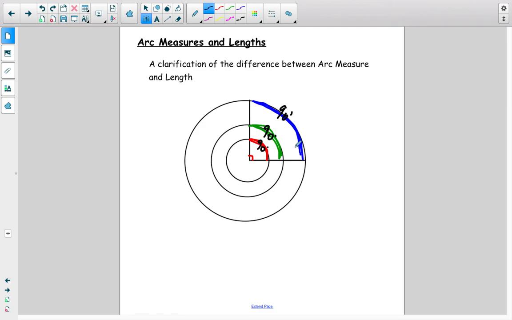However, hopefully you recognize the lengths are different. This blue length is longer, the green length is medium, and then the red length is the smallest one. So lengths are different than measures. Think about the length as something you can measure in inches, feet, yards, meters, whatever it is. And so that could change, that would be a size, but the measure is a portion of the circle. Okay, so each one of these has 90 degrees. It's a fourth of their circle, but the lengths are different. So hopefully that helps to emphasize the point.